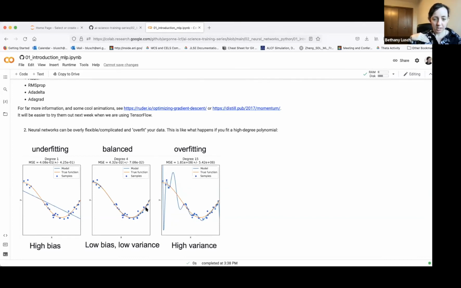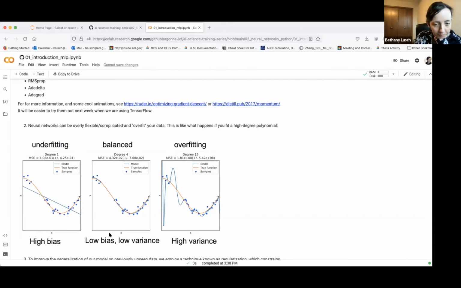And so the terms I like to use are, if your model is too simple for the data, it's underfitting. If your model is too complicated for the data, it's overfitting. But some people use these terms that are harder, I think, to remember. High bias versus high variance, or you want the balance to be low bias and low variance.